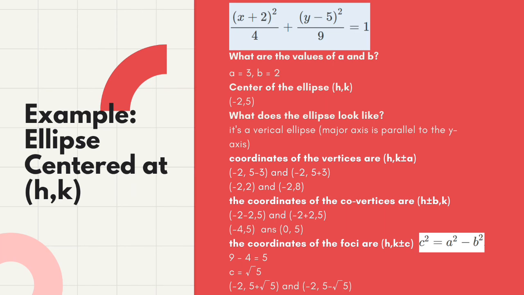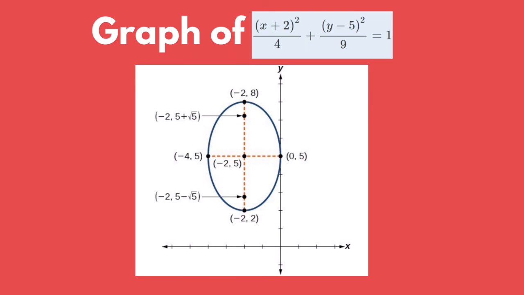You can now sketch the graph on the plane after solving for its coordinates. So this is the graph of the quantity of x plus 2 squared over 4 plus the quantity of y minus 5 squared over 9 equals 1.